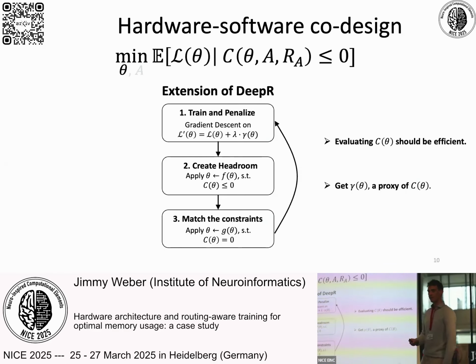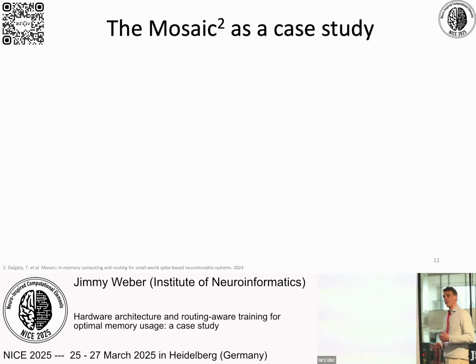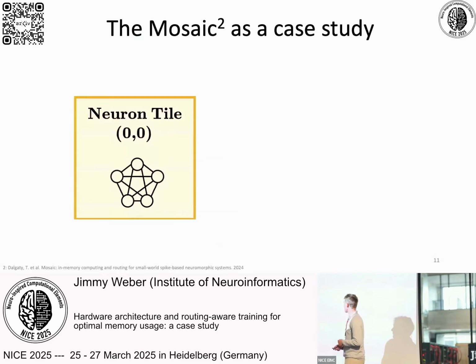I hope you got that, because this is the main part of the talk. Right, now we want to apply that to a specific chip. At the Institute of Neuroinformatics in Melike's group, we are currently developing a chip called Mosaic. It's not fully designed yet. As I said, we don't know yet the size of the cores or the different configurations of the actual chip. But still, we have an idea of the architecture.